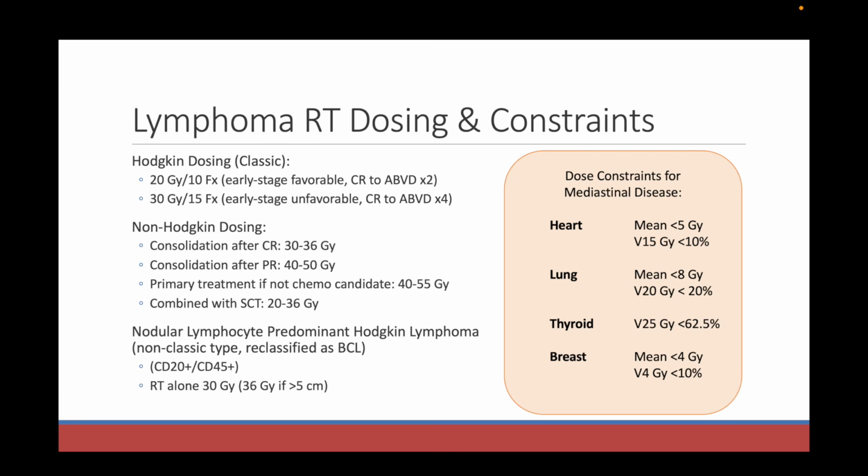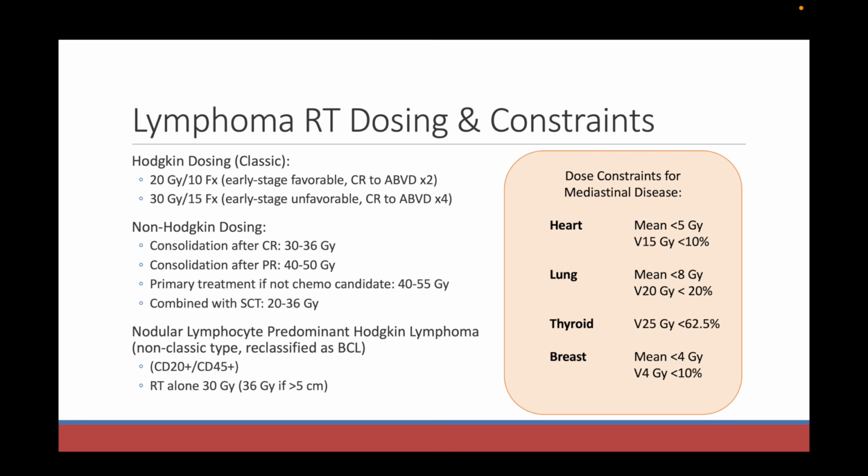And of course, it's really going to depend on the extent of upfront disease and how large of a field you need to treat. But a mean heart dose to keep in mind for lymphoma is less than 5 gray and V15 less than 10%. Mean lung dose should be less than 8 gray ideally, and your V20 should be less than 20%. So notice lung cancer, we do V20 less than 35%. For lymphoma, we try to keep lung dose V20 less than 20%.